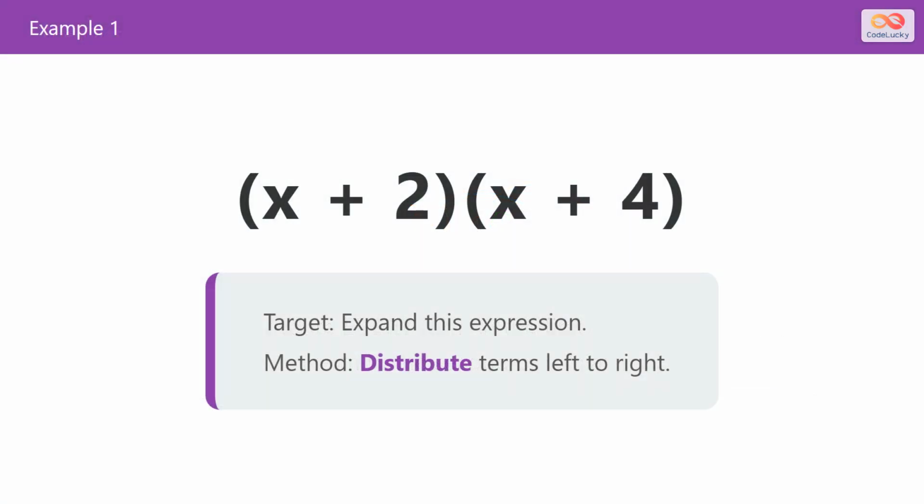Let's look at an example. Here we have x plus 2 multiplied by x plus 4. Our goal is to expand this into a longer expression without parentheses. To do this, we will distribute the terms from the first group, the x and the 2, into the second group.